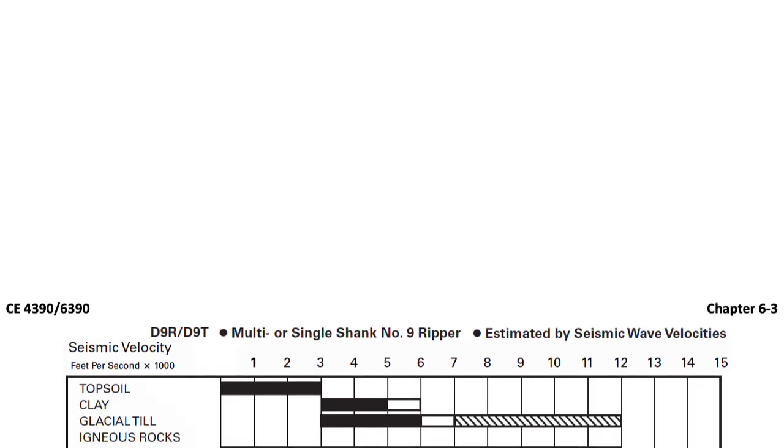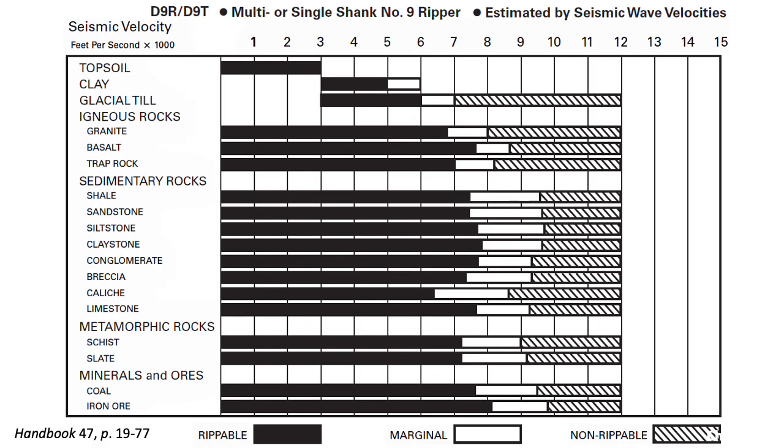Step number 1. You need to determine whether the material is rippable or not. To answer that question, you use the chart in page 1977 in the handbook. The material is trap rock at 6,000 feet per second. It is in the black area. It means the material is rippable.